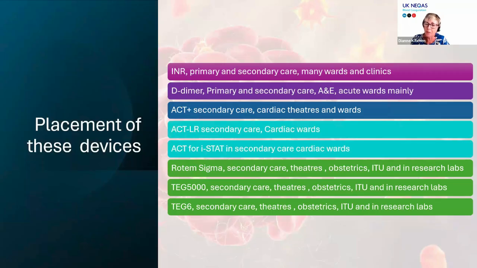So INR and D-dimer, we can find them in primary and secondary care. INR's on wards and clinics, whereas the D-dimer, because of what we're using it for, and I'll come to that shortly, we find that in A&E and acute wards. With the ACT, because it's a measure of heparin on board, we're finding that always in secondary care, in the cardiac wards and the cardiac theatres. And the Rotem and TEGs we find in theatres, obstetrics, ITU and research labs.